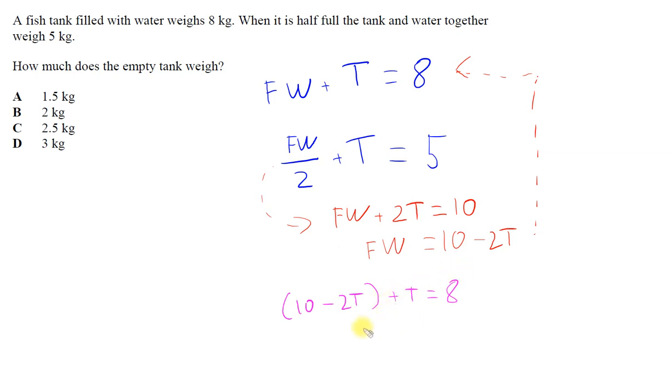Now, let's solve this and try to find t. What we'll end up with is 10 minus t equals 8. And therefore, rearranging this, we'll get that t is equal to 2. And since we're using t originally to represent the weight of the empty tank, then we know that our answer should be B, 2 kilograms.